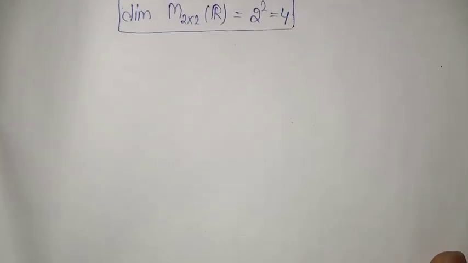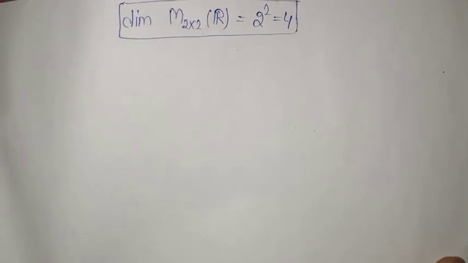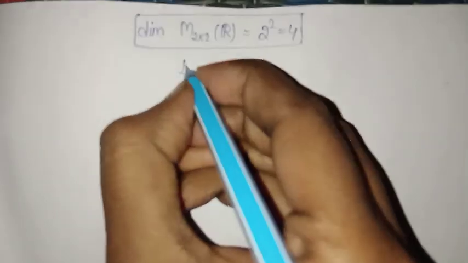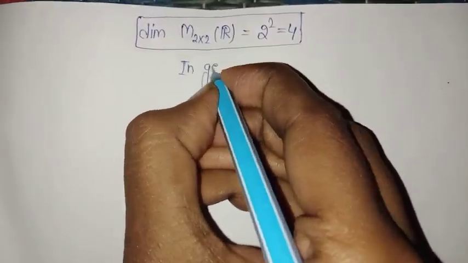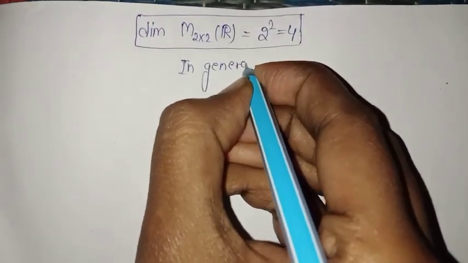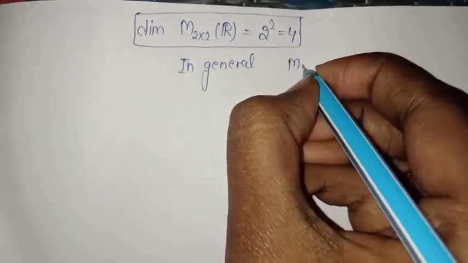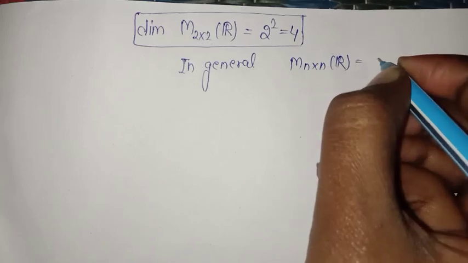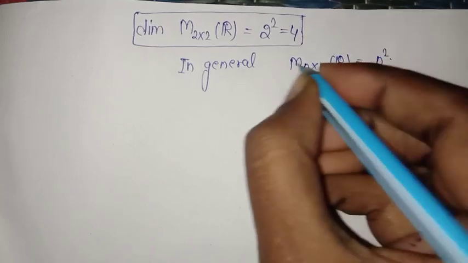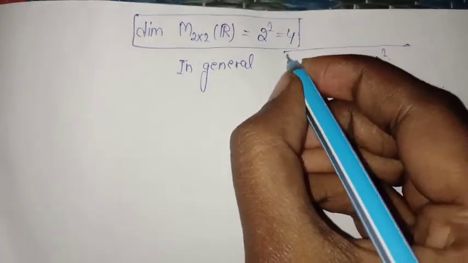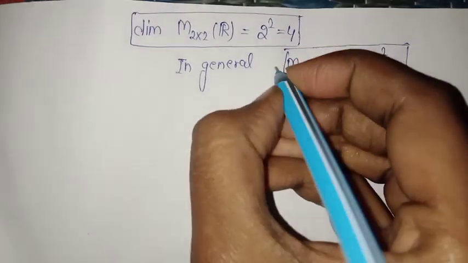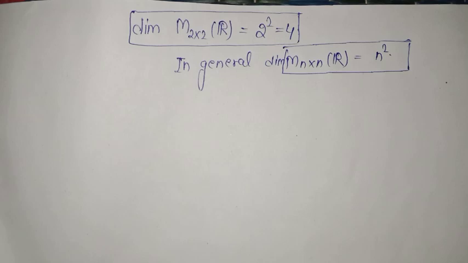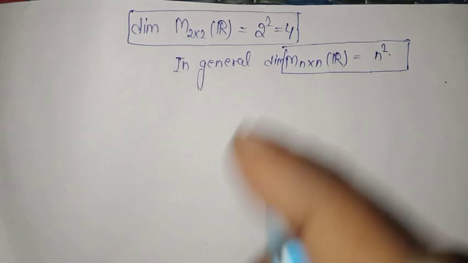That is, the dimension of M2×2 over R is equal to 2 squared, that is 4. So in general, the dimension of N×N over R can be written as N squared. So that will be the dimension. Dimension of N×N over R is equal to N squared.